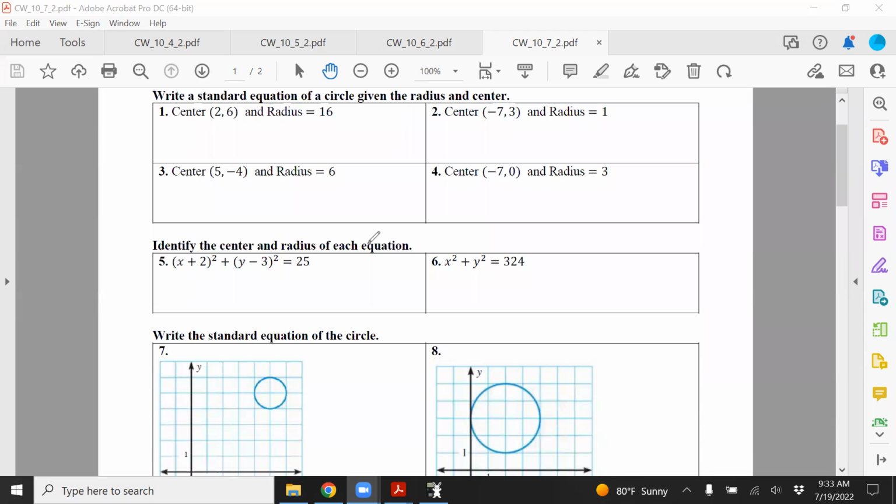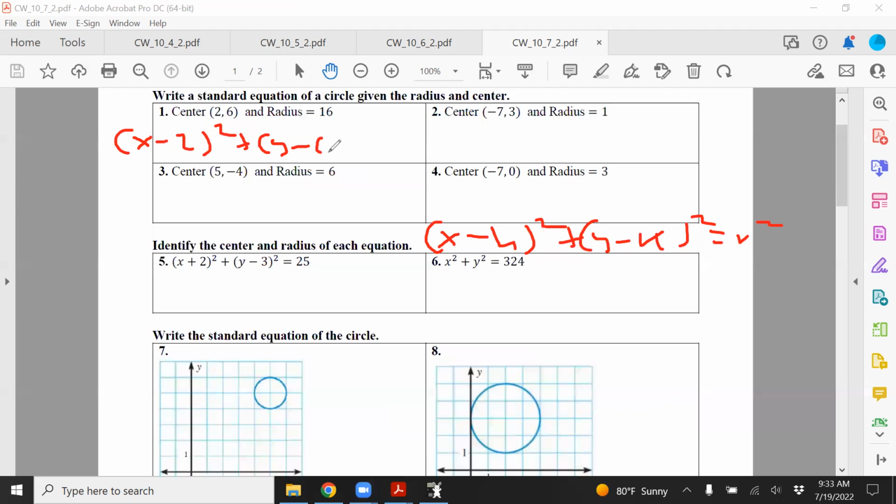Anyway, the main formula is: x minus h squared plus y minus k squared equals r squared. You already know what h and k are, they're 2 and 6. You already know r is 16. So you can say x minus 2 squared plus y minus 6 squared equals 16 squared, which is 256, by the way. Or here you're going to do x minus 5 squared plus y plus 4 squared equals 6 squared, which of course is 36. Center here is -2, 3, and radius is 5.